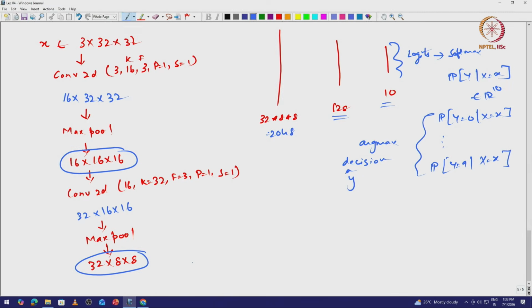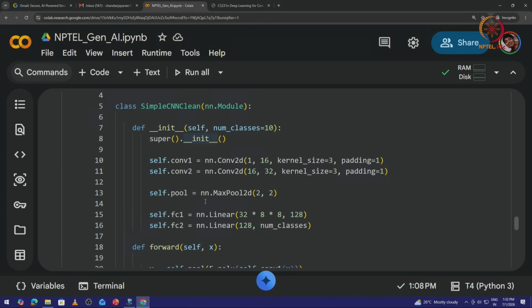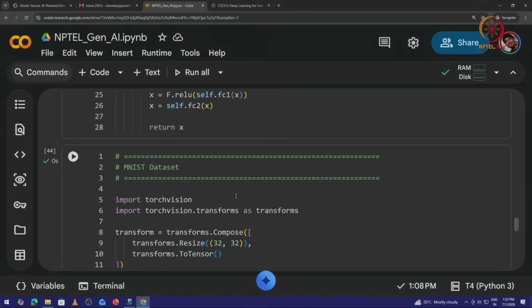So how will it be? Now you will have the first example, the 0th example, you get a probability vector. The first example you get another probability vector. The second example, another probability vector. The third example, you get another probability vector. Each one of these will have 10 elements. This is a 4 cross 10. Okay. Now this is the same thing without any prints, so that we can use it.